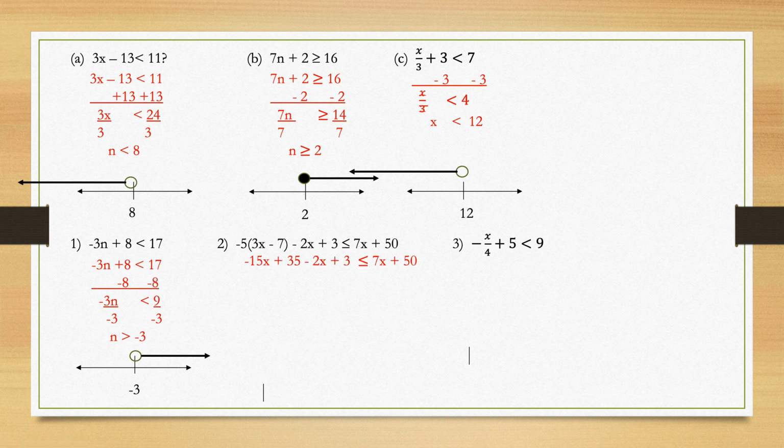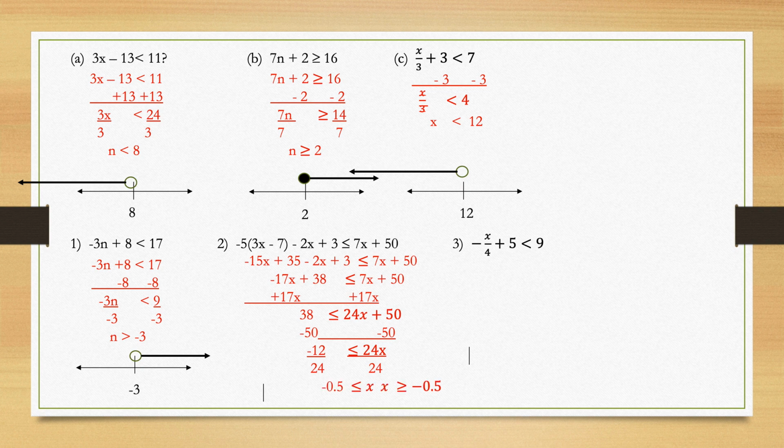Number 2. Distributing, combining like terms to both sides, adding 17x to both sides, I get 38 is less than or equal to 24x plus 50. Subtracting the 50, this was actually the same question we did the other day, but this time I cleaned it up so that I didn't make a mistake. Dividing by 24, and I get either negative 0.5 is less than or equal to x, or if I turn it around, which is what I want to do, I want that x on the left, x is greater than or equal to negative 0.5.